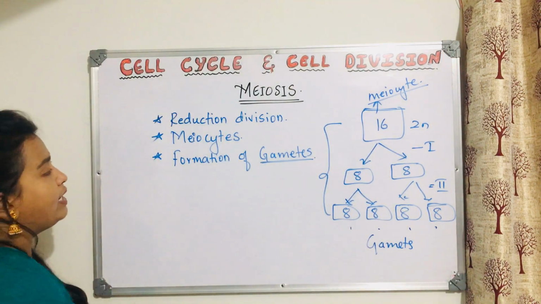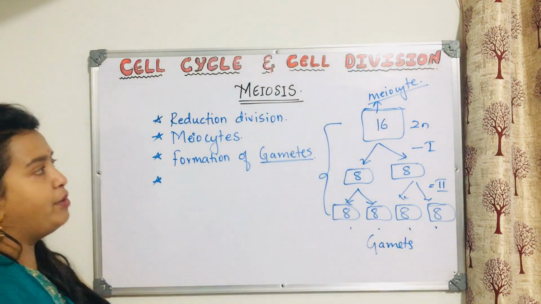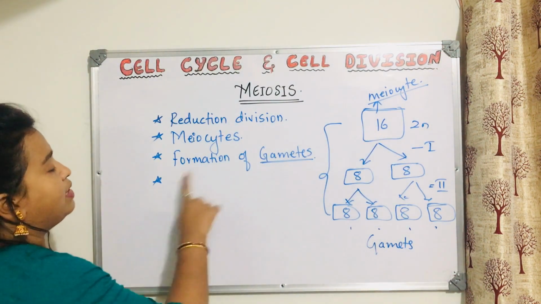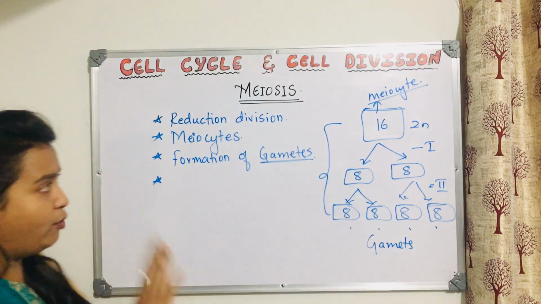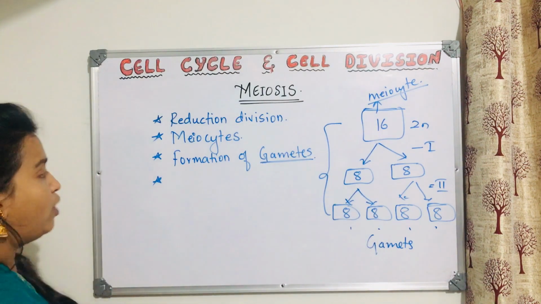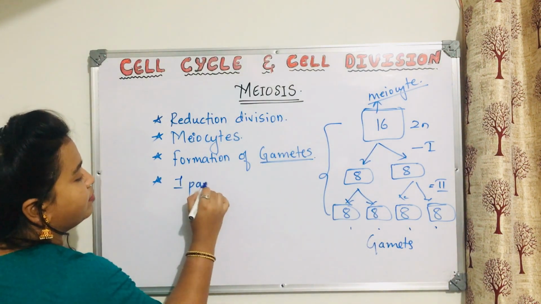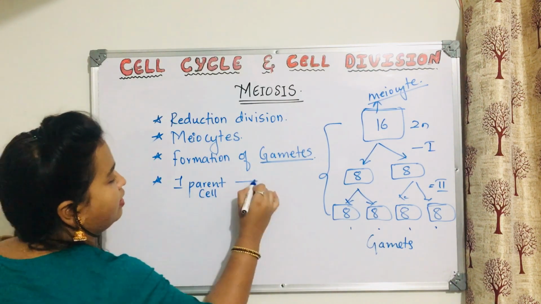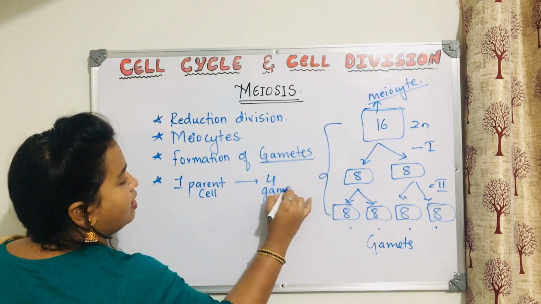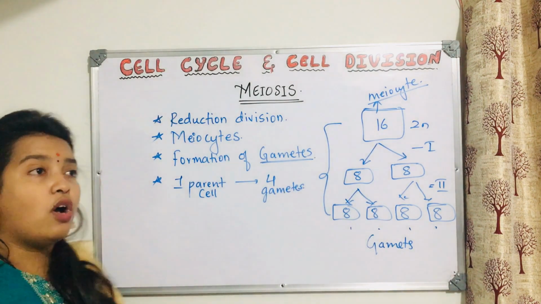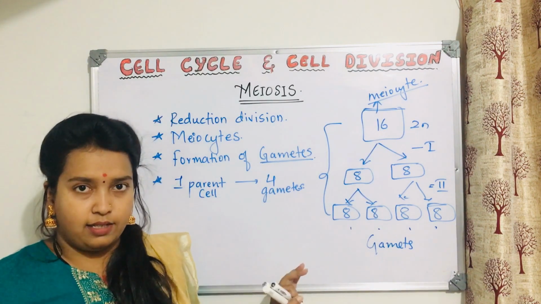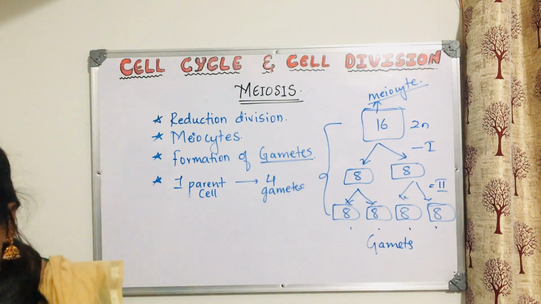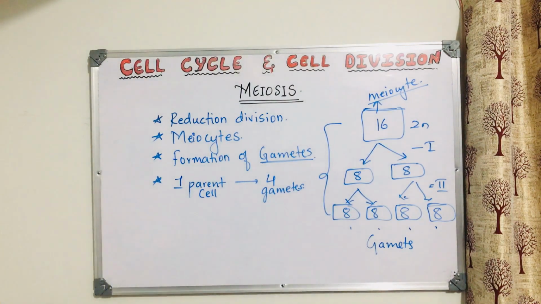Finally, what you need to understand here is that meiosis helps in the formation of gametes. It is a reduction division. It takes place in the meiocytes. I hope this much is clear. Totally, from one parent cell, it produces 4 gametes. This is how it works. It's not certain that all 4 gametes are functional, but that is a different thing. Next, we will see a little bit in detail about those.